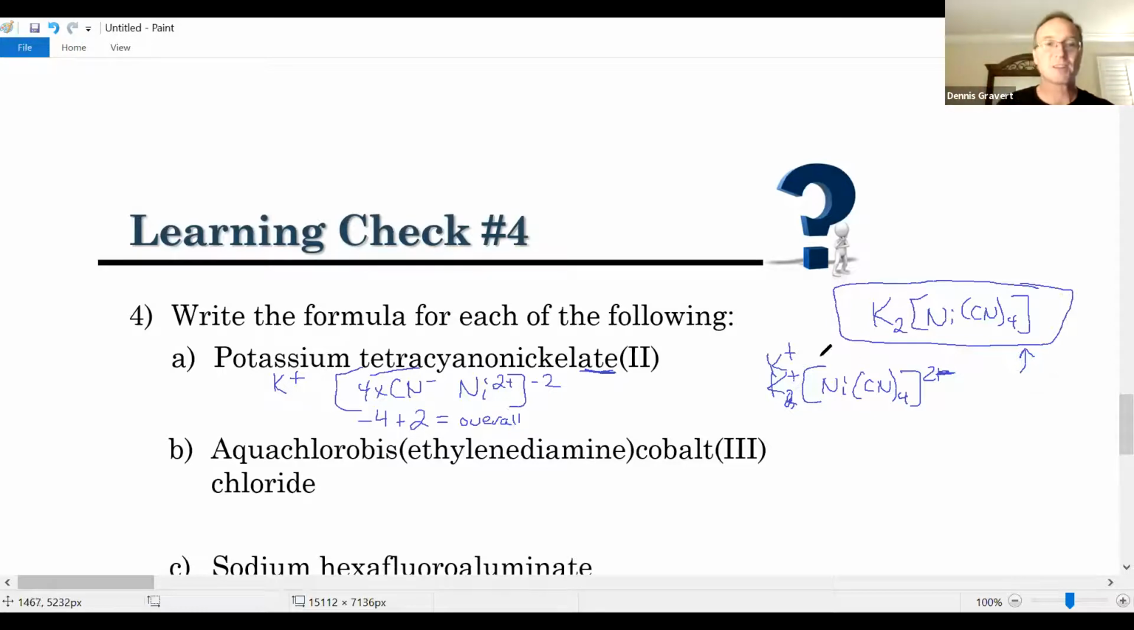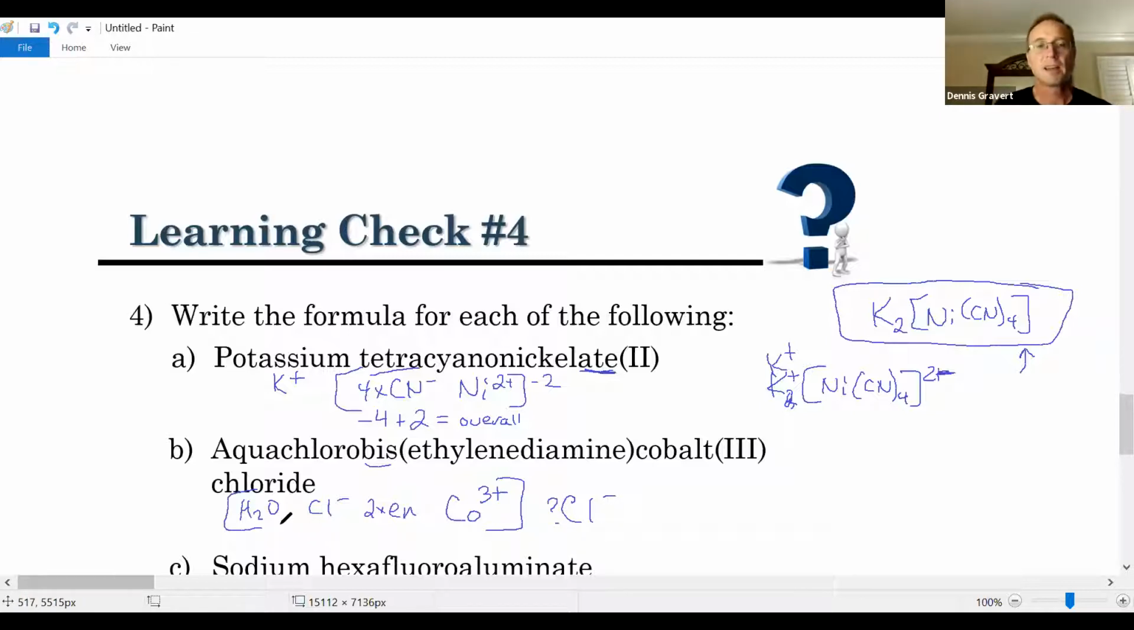Okay, next one. Aqua, that's water. Chloro, that's Cl minus. Bis, I know that's weird, but that means 2. A bicycle has 2 wheels. Bi, 2 ethylene diamines. That's just the ene group, and you have 2 of them. Bis, ethylene diamine, and then cobalt with the charge of +3, and then there's a space with a bunch of chlorides. So this makes up my complex, and then there's extra chlorides to balance the charge. Don't know how many. We'll figure it out.